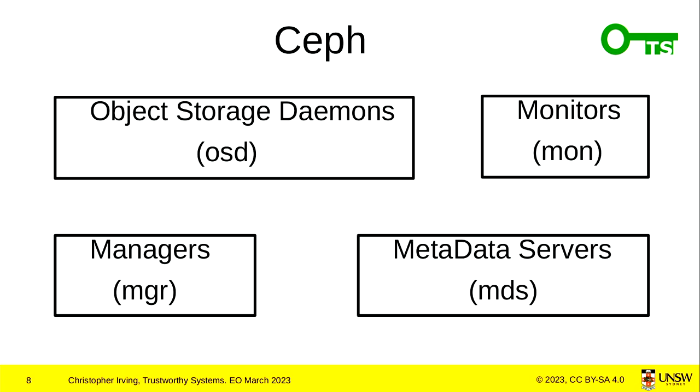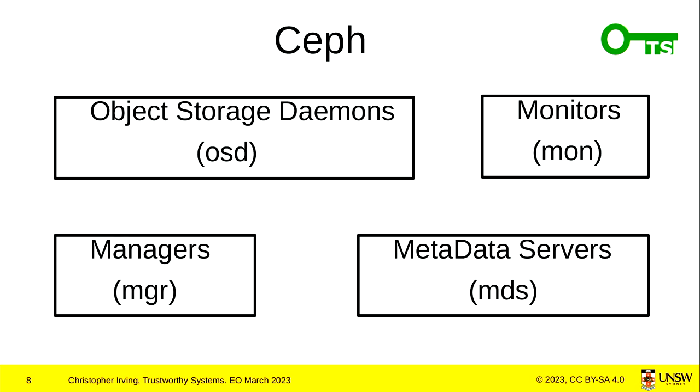There are monitors. Their job is to make sure that all the other daemons are performing their tasks correctly and to track where the data is. Manager daemons watch the cluster's health and performance. And metadata servers store metadata for the file systems that your Ceph cluster is managing to make them easier and faster to access. But these are just the four most prominent ones. There are a bunch of other daemons as well in a Ceph cluster. Ceph has so many moving parts to it that it comes with its own configuration utility called CephADM to help you set up the cluster.